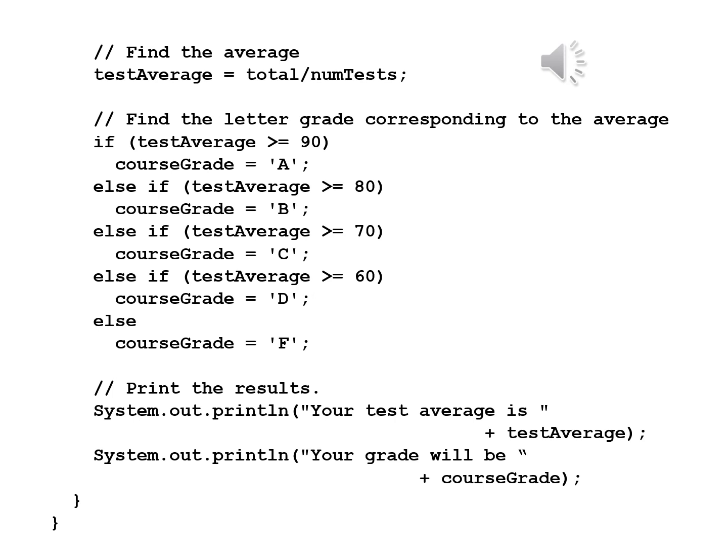Now that we have the letter grade as well, we write the comment, print the results, and follow it with System.out.println, your test average is, plus testAverage. System.out.println, your course grade will be, and then plus courseGrade. A close brace for the main method and a close brace for the program.